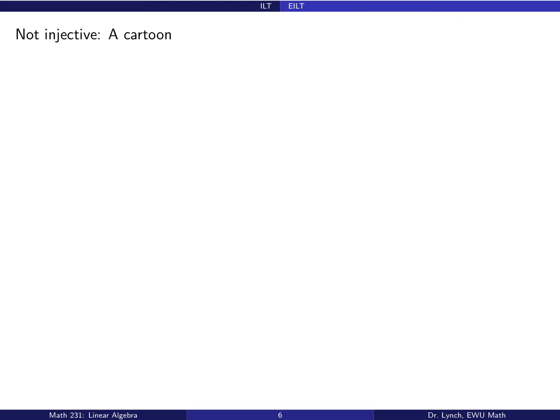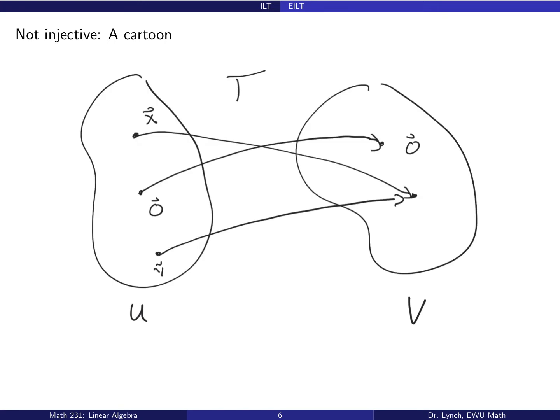We often represent not injective with a cartoon. So the cartoon might look something like this. So here are kidney bean vector spaces U and V. Of course, we know that the 0 vector must map to the 0 vector under the transformation T. But we have two different values in the domain, x and y, such that they both map to the same value in the codomain. We'll call it T of x. So this is an example of not injective.